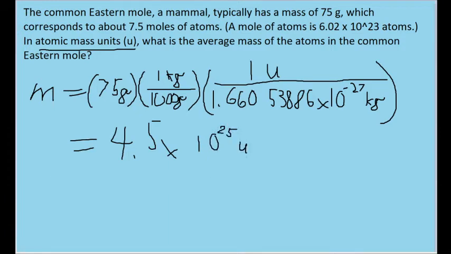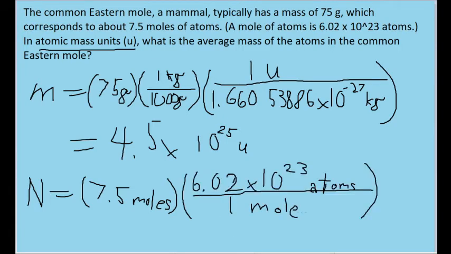Now let's try and find the number of atoms in the mole, and let's call that n. Now we're told that inside the mole there are 7.5 moles of atoms. This time we are using the scientific definition of the word. And we can convert from moles to the number of atoms, basically in this case, using Avogadro's number. And this is what Avogadro's number is.